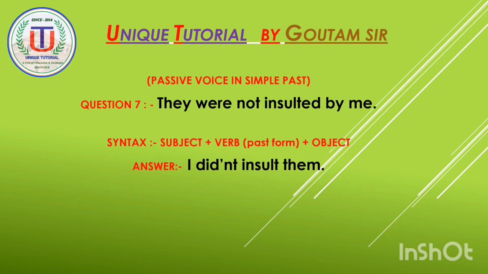They were not insulted by me. The sentence is in passive voice and in simple past tense. So according to the structure, first will be subject, then verb past form, then object. So according to the structure, the sentence will be, I didn't insult them.